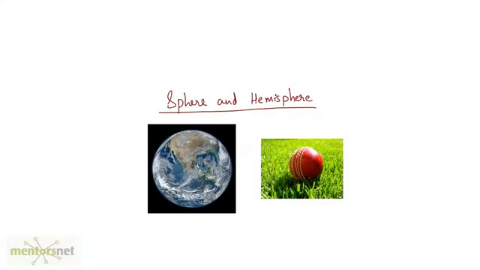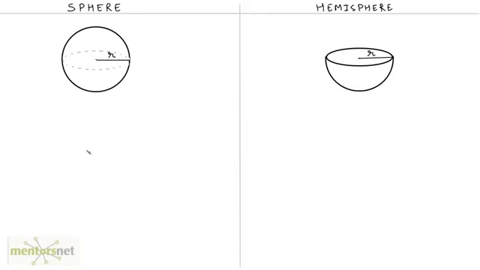In this video, we are going to look at some formulas related to spheres and hemispheres. These two pictures you're seeing on the screen are spheres, by the way. The Earth is a sphere, a cricket ball, a football, anything that's a ball is a sphere. Right, so let's look at these formulas. Firstly, we'll look at the formulas for a sphere, and then we will look at the formulas for a hemisphere.